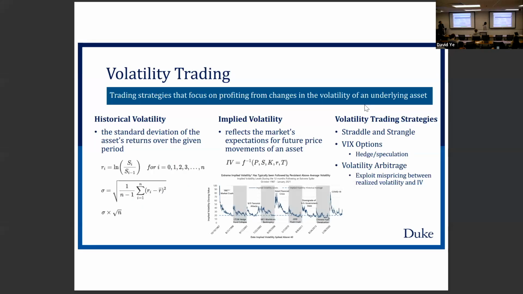Historical volatility, also referred to as realized volatility, is the actual volatility from past data. The implied volatility reflects the market's expectations of future price movement for an asset. The implied volatility can be calculated using the Black-Scholes model. By inverting the Black-Scholes model, given the option price, we can calculate the implied volatility.